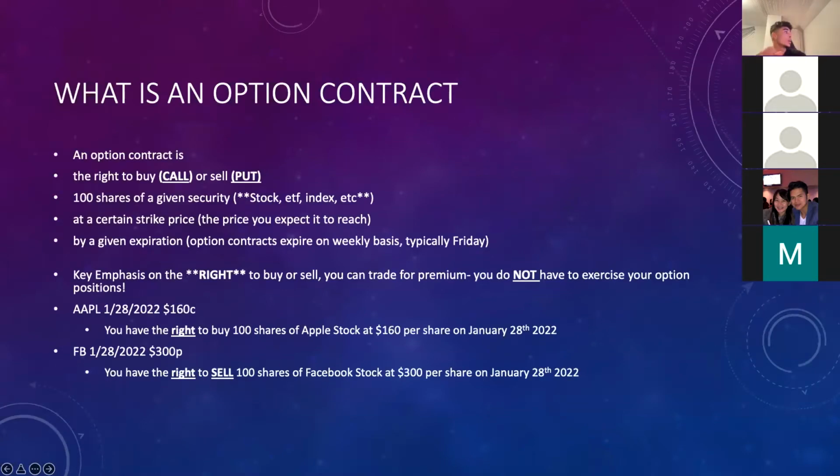So right off the bat, what is an option contract? An option contract is the right to buy a call or sell a put.